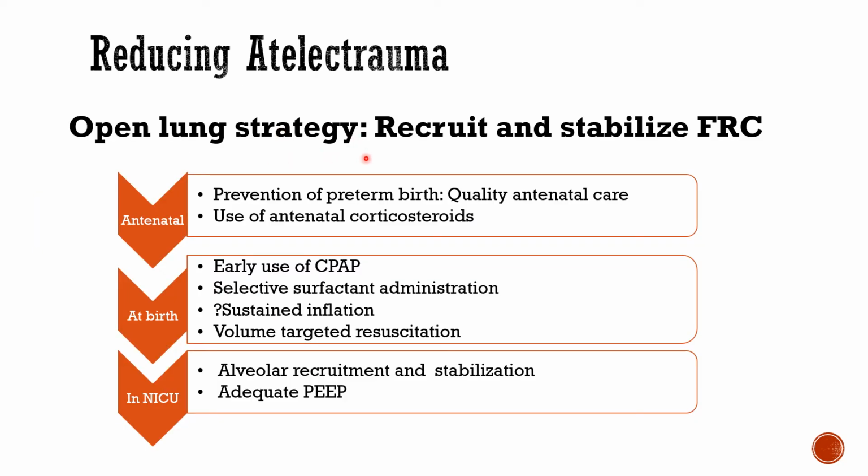The open lung strategy actually starts antenatally with the prevention of preterm birth through quality antenatal care as well as the use of antenatal corticosteroids. At birth, strategies include the early use of CPAP, selective surfactant administration, sustained inflation, whose role we shall be seeing, and volume-targeted resuscitation. And in the NICU, again, alveolar recruitment and stabilization by the application of adequate positive end expiratory pressures are crucial.